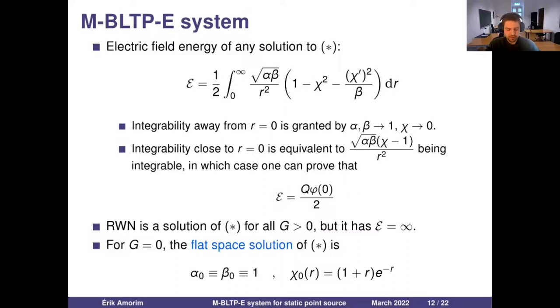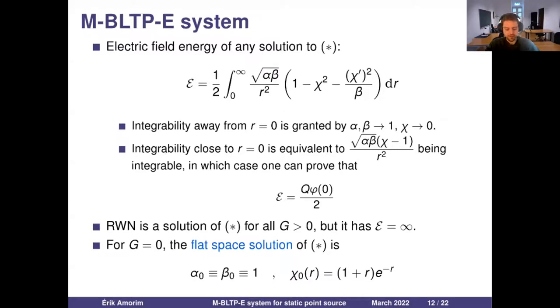As I mentioned, the RWN, Reisner-Nordström spacetime, is still a solution to this more general system for all values of G, but it has infinite energy, so it's not good for us. We want to prove that there is another solution with a finite energy.